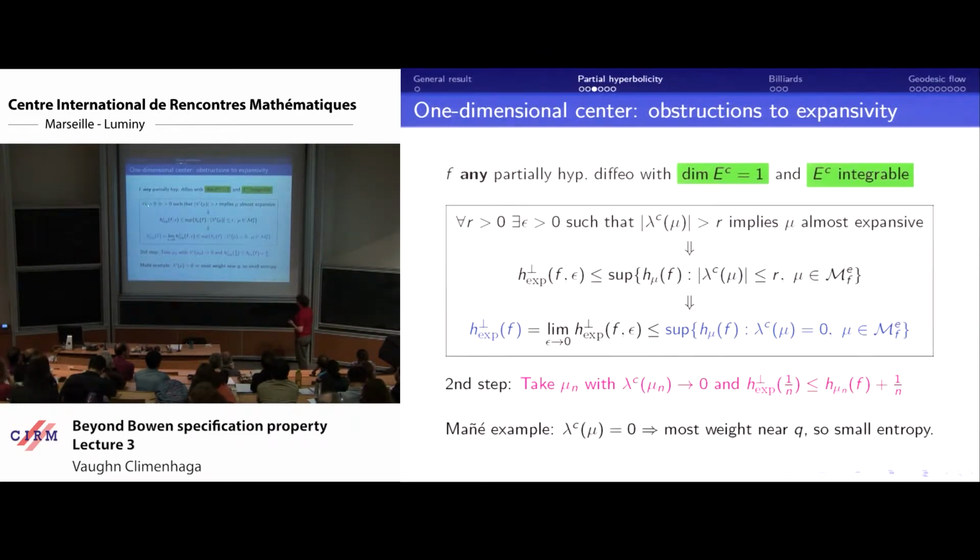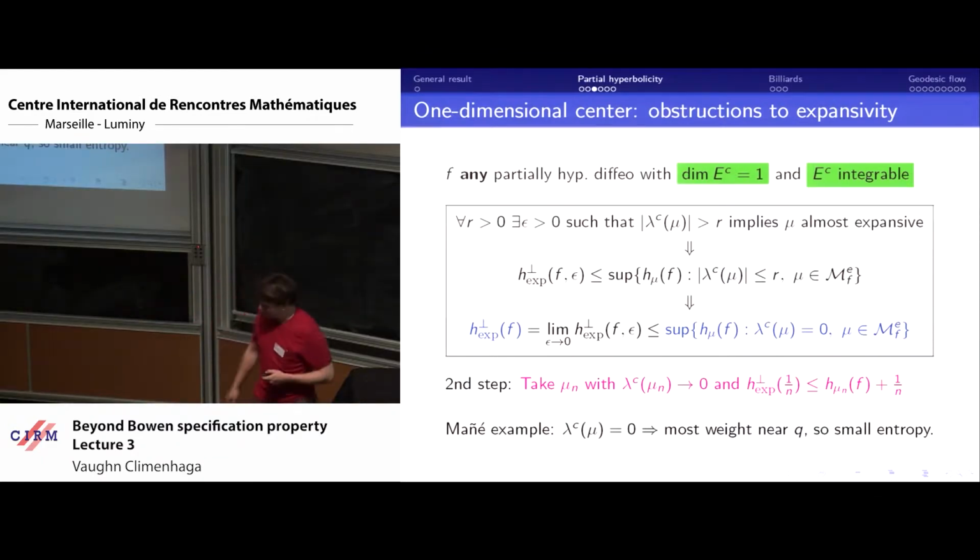And the argument from the previous slide says that if you fix an r greater than 0, then there's some epsilon such that any ergodic measure whose center exponent is greater than r in absolute value, so either it's less than -r, or it's greater than +r, then that measure is almost expansive at scale epsilon. And another way of saying this is that the entropy of obstructions to expansivity at scale epsilon is bounded above by the supremum of the entropies of such measures. So this gives a nice bound.